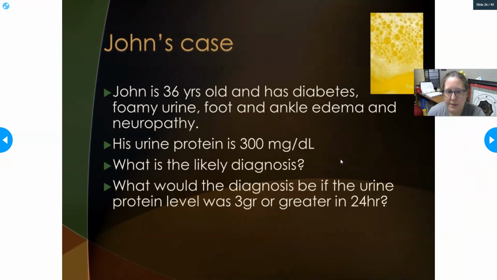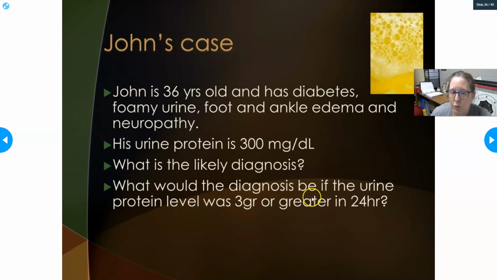So let's look at this case here. John is 36. He has diabetes, foamy urine, foot and ankle edema, and neuropathy. His urine protein is 300 milligrams per dL, which is quite high. What do you think of all the things we looked at it might be? The urine gets foamy because of the presence of a lot of protein.